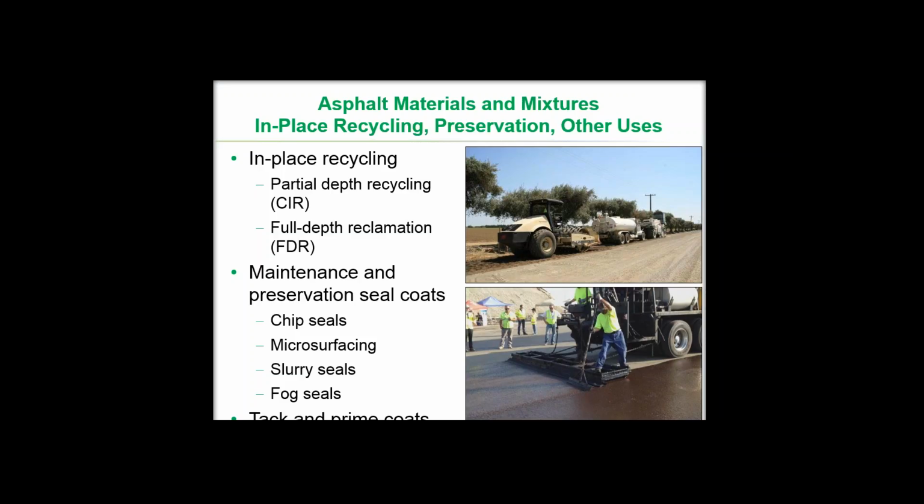Asphalt is also used extensively for maintenance and preservation seal coats such as chip seals, microsurfacing, slurry seals, and fog seals. Apologize to everyone, we're losing the bottom of a few of our slides here. The last item there is that we also use asphalt in tack coats and prime coats, which are very important in multi-layer asphalt pavement, tack coats gluing the different asphalt layers together to achieve the maximum performance from the overall pavement structure.